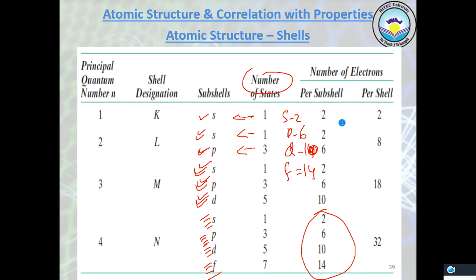And if we talk about the maximum number of electrons per shell, it is given by the formula 2n squared. So for the first shell, we have 2. For the second, 2 into 2 squared is 2 into 4, which is 8. For the third shell, 2n squared is 2 into 3 squared, which is 18. And similarly for the fourth, 2 into 4 squared is 32.